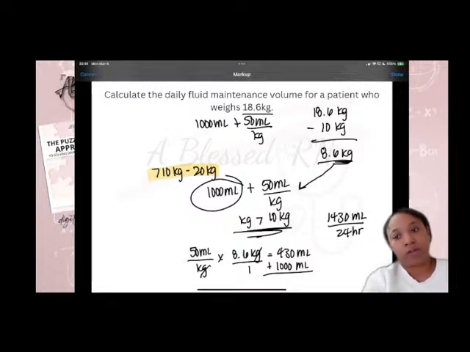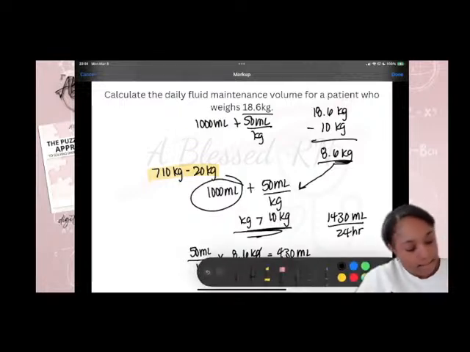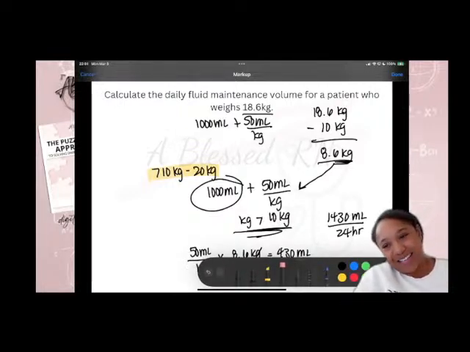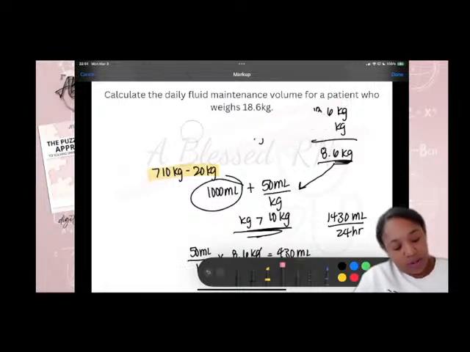Now, if you're like me and you don't like formulas, put a 1 in the chat. Put a 1. I know I can't be the only one. Okay? Today is Monday, and I've been a tutoring person. I promise you.